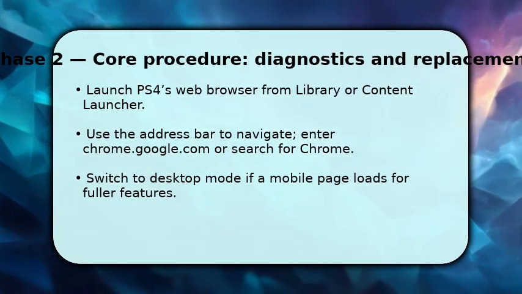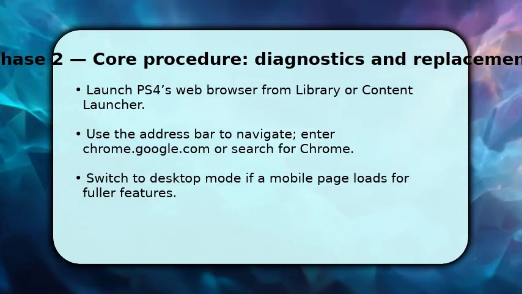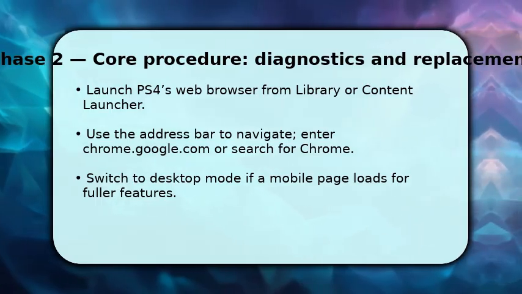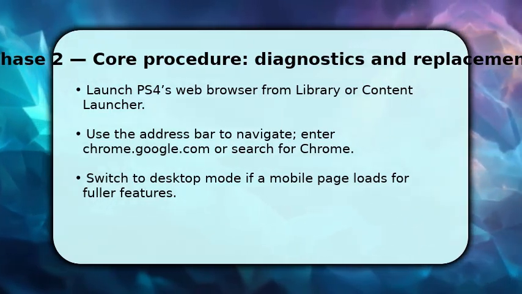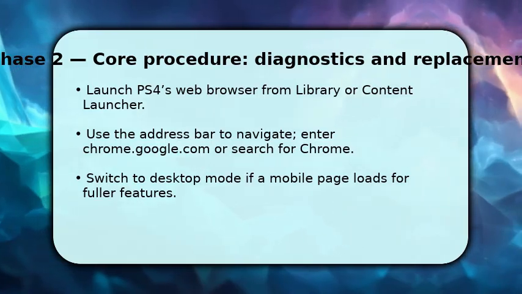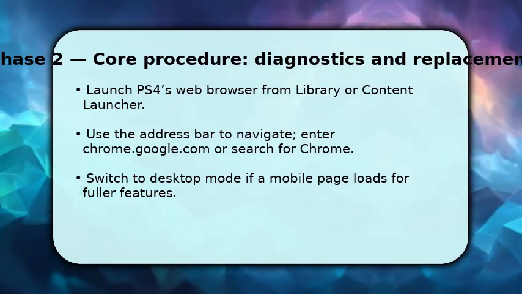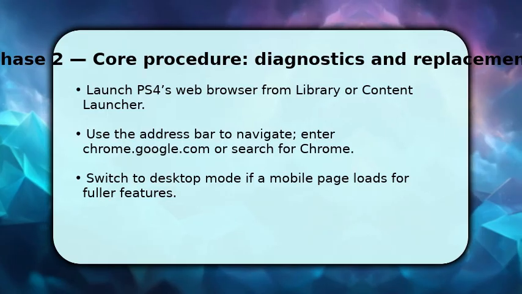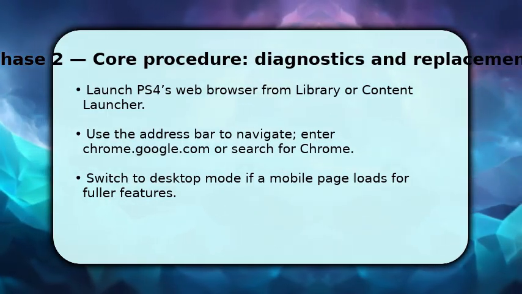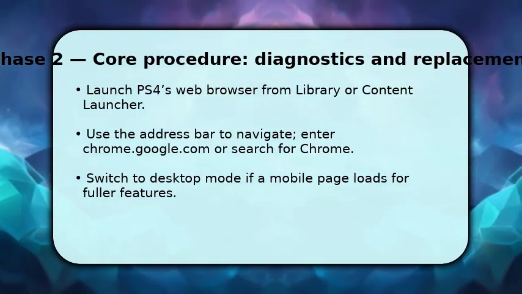Next, open the PS4 integrated web browser from your library or content launcher and move to the address bar. Type the Chrome website address or search for Chrome. You are doing this to reach the browser download/info page. Make sure to request desktop view if a trimmed mobile page appears, because desktop offers fuller controls and link behavior. Use the controller's touchpad or keyboard to enter text. This speeds navigation. If Chrome isn't available, use the browser's built-in features to achieve the same tasks.